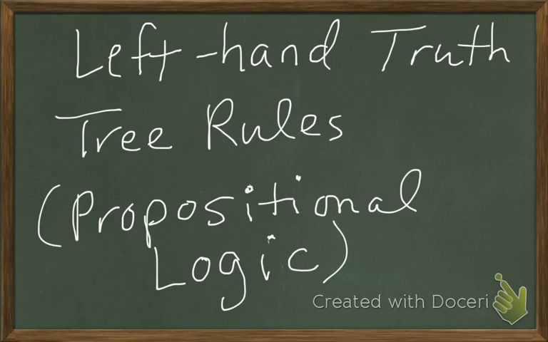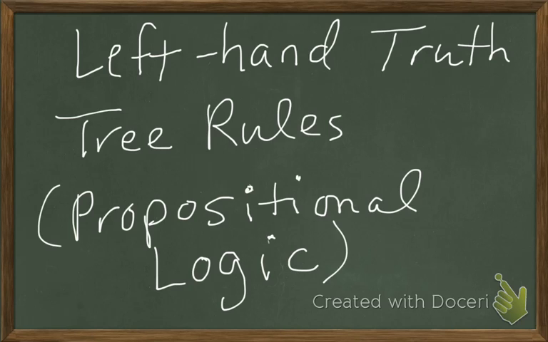In this video, I will explain the left-hand truth tree rules for two-sided truth trees in propositional logic. I will explain the right-hand rules in another video. So the left-hand truth tree rules are the rules for the formulas that appear on the left-hand side of the tree, the true side. So there are 5 left-hand rules, one for each logical operator in our system: and, or, not, arrow, and double arrow.